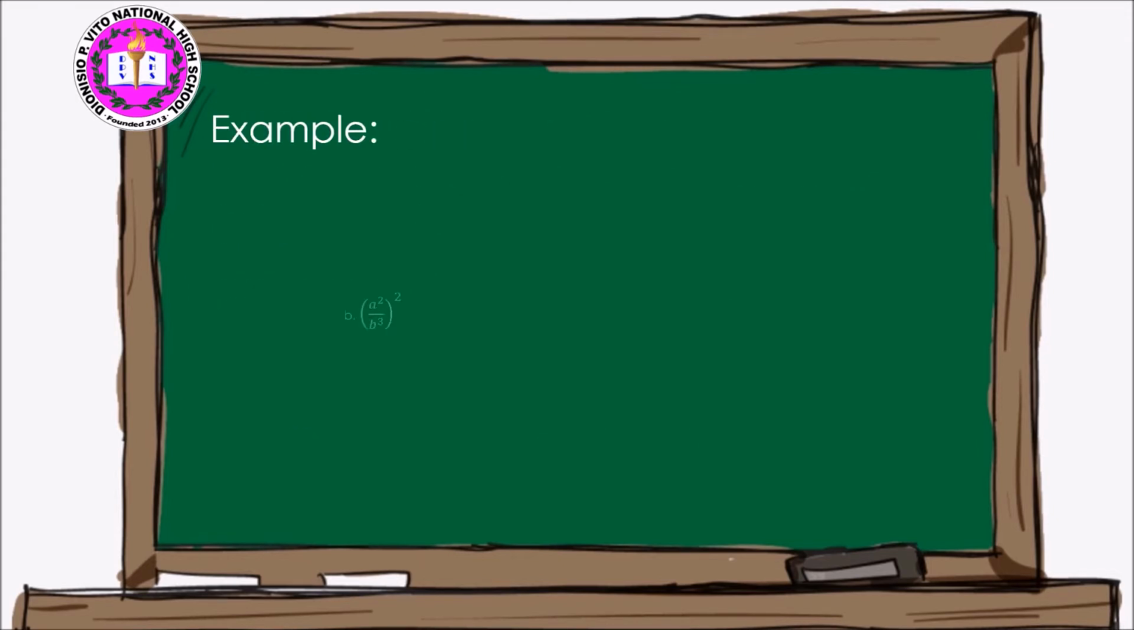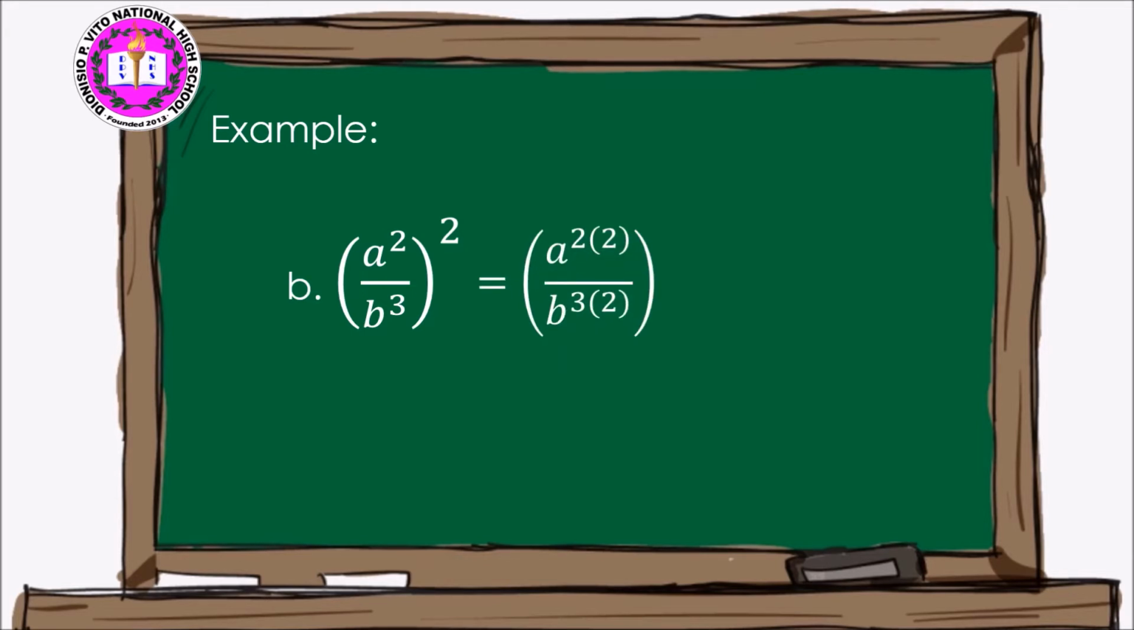Another example, a squared over b cubed, all raised to 2, is equal to a raised to 2 times 2 over b raised to 3 times 2. 2 times 2 is equal to 4. Therefore, we have a raised to 4 over b raised to 3 times 2, which is equal to b raised to 6.